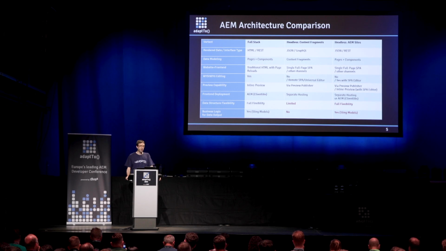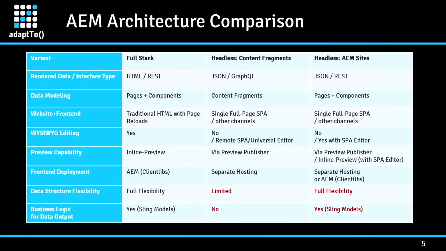The last two lines are, from my point of view, the most important ones, the differences. Speaking of data structure flexibility, of course, you have a lot of flexibility using content fragments with the models you define. But compared to what is possible in JCR structuring, in pages and components, it's somewhat limited. I will come to this later. Whereas if you're using traditional components, you have the full flexibility as you've used it for years in your edit dialogs, and you can nest and use containers and so on.